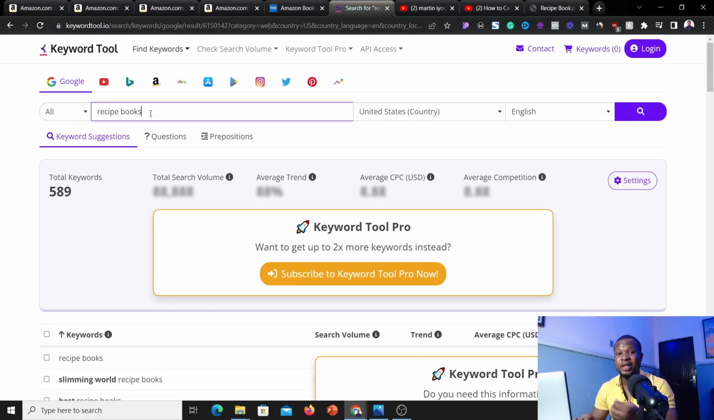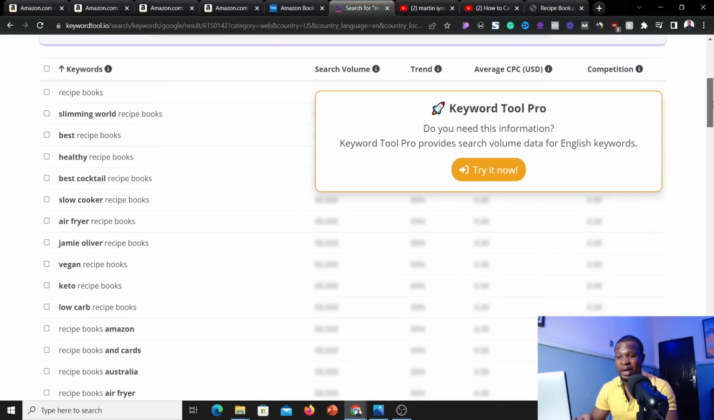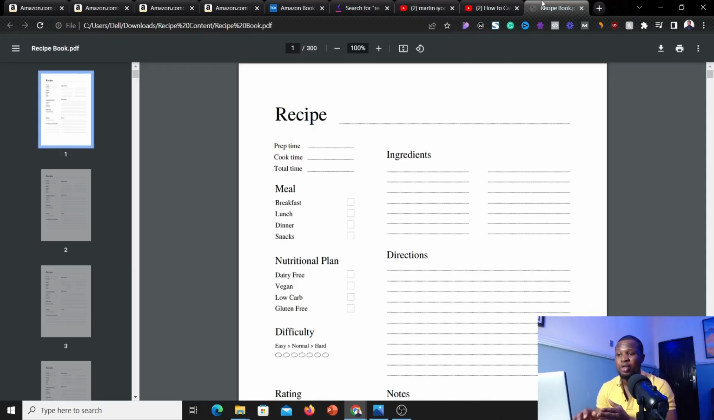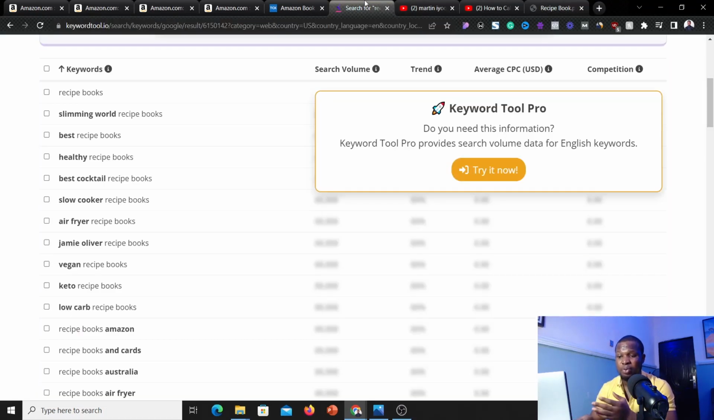You can input the keyword of our book, and in this case what we're using is recipe books, right? Once you input the keyword of this book and you come down right here, you will start seeing different keyword ideas that people are searching for. So it means that people are not just looking for a recipe book in general, just like this one that I created here, right? There are people going right here and searching for cocktail recipe books, that is right here.